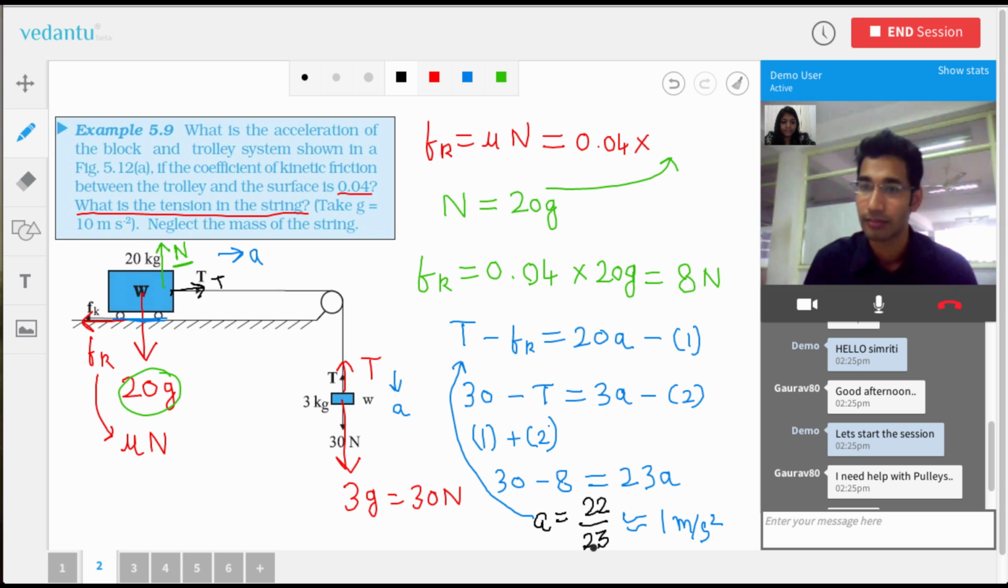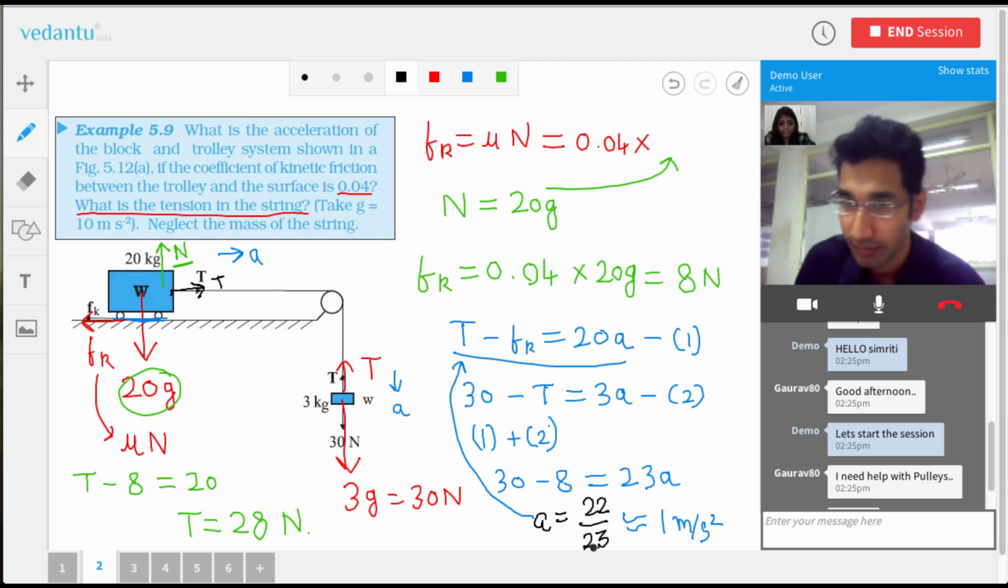Now, we'll take this acceleration and get back to the first equation: T minus Fk is 20a. So a, if I approximately put it as 1. Let me just write it here. So tension minus Fk. How much was Fk? 8. Is equal to 20 into 1, which is 20. So can you tell me how much is tension? 28. Right. So tension is equal to 28 newtons.